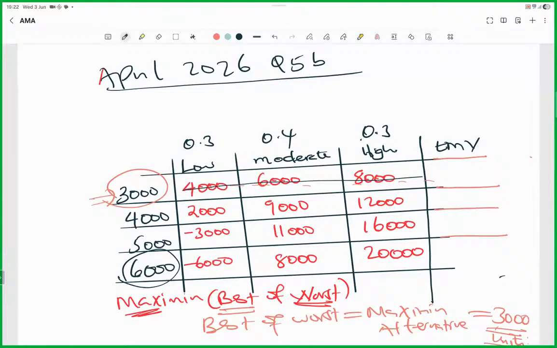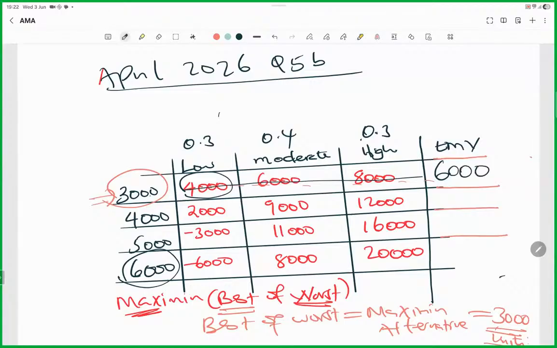Thank you so much. So like now for 3,000, I will take this 4,000 times what? Plus, because you see, EMV is an OR. So it is 4,000 or 6,000 or 8,000. So 4,000 times 0.3 plus 6,000 times 0.4 plus 8,000 times 0.3, which will give me what figure? 6,000. Oh, flat. Wow.